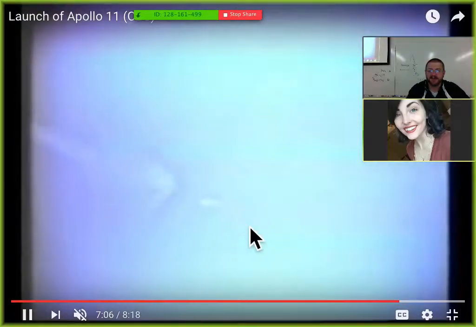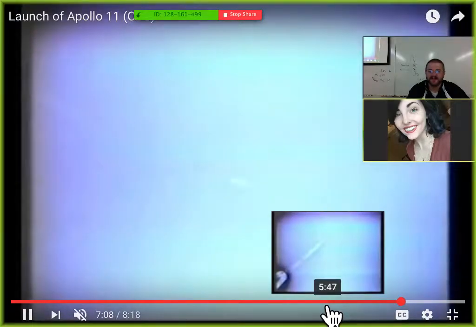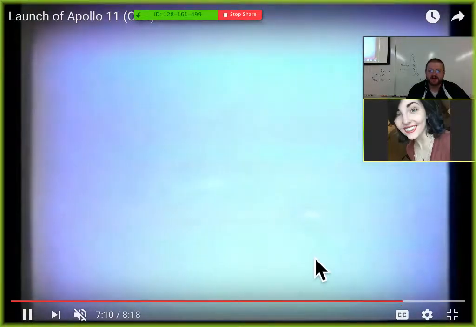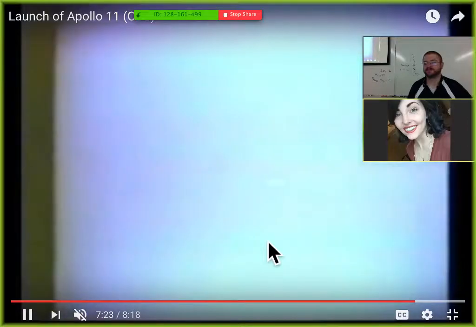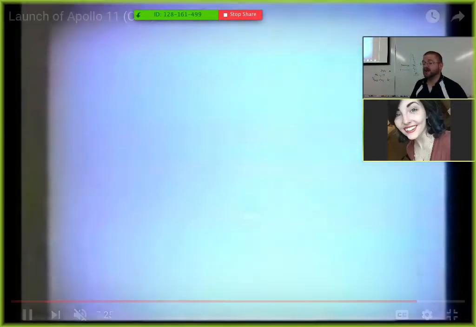See the separate stages now? First stage burnout, second stage light. Oh, it's already lit. I guess that's the first stage falling. Yep. Were they high enough at that point that it's going to burn up? No, it fell into the ocean. And I can't remember if they retrieved it or not.